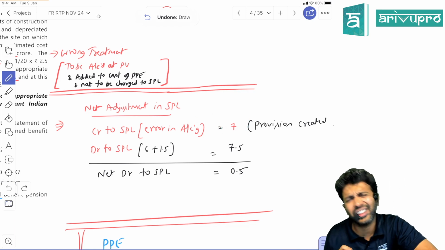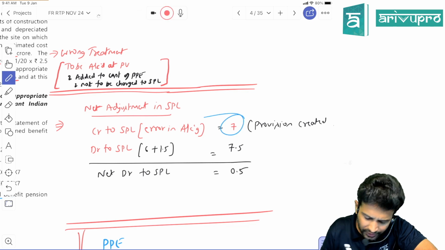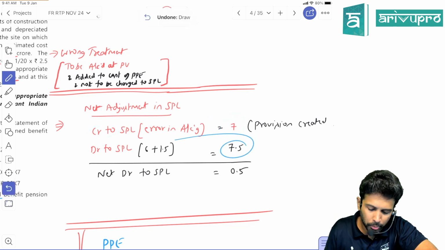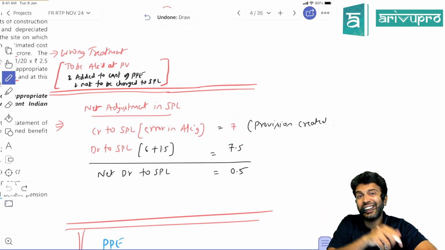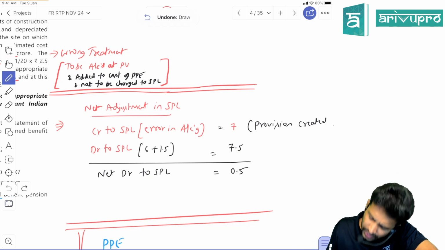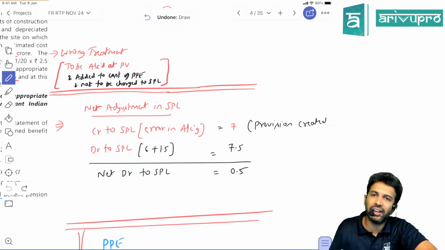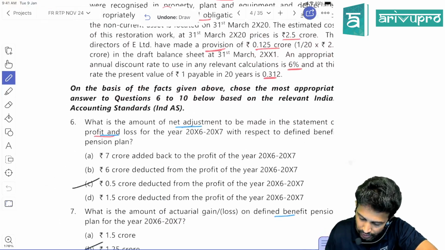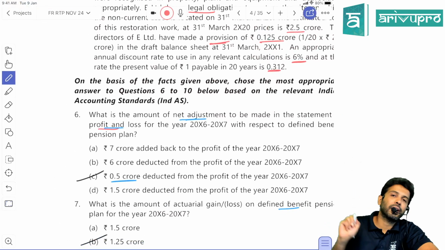This is the error which has been rectified now. So for 7 crore, you will credit SPL, and 7.5 crore, you will debit. So what is the net adjustment? 7 credit, 7.5 debit. So 0.5 crores only is a net debit that will be given to the SPL account.